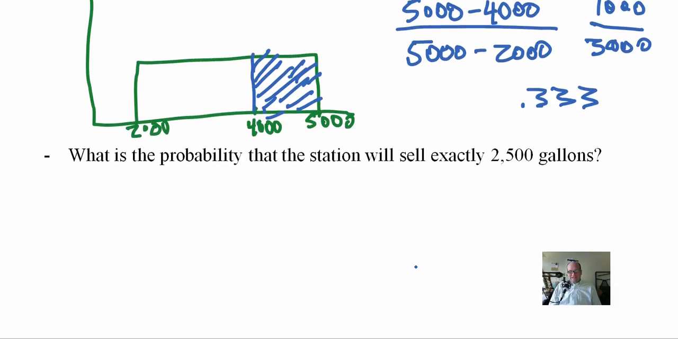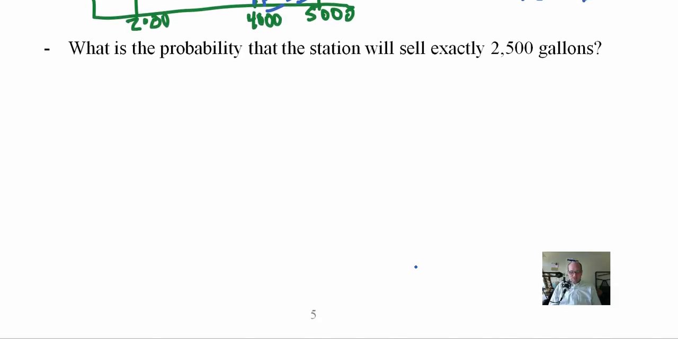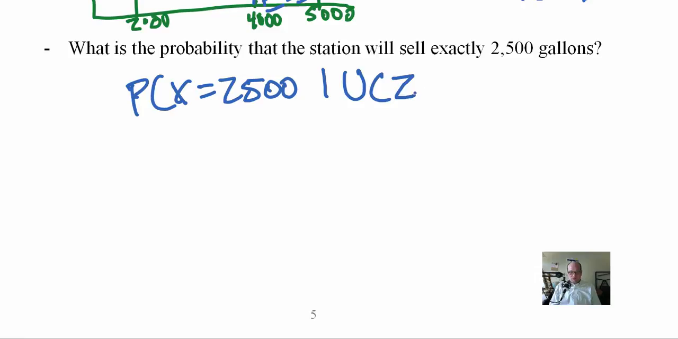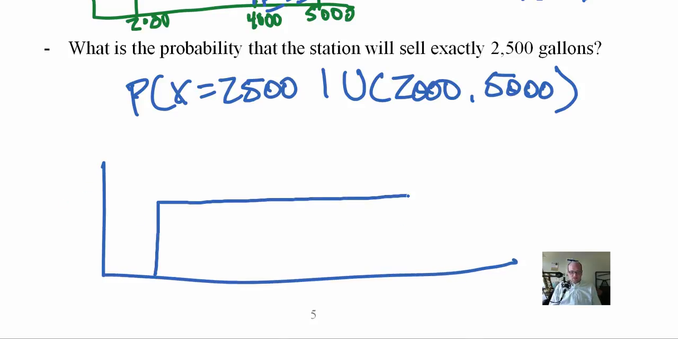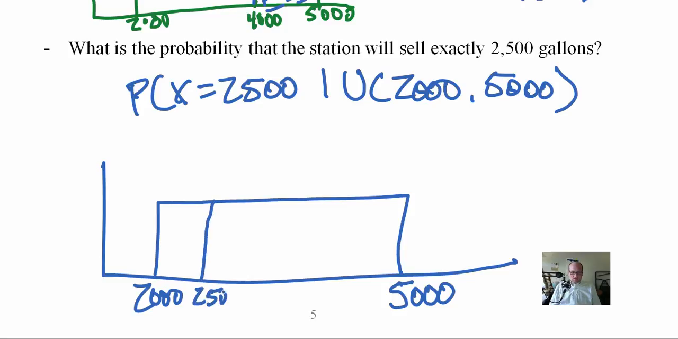What is the probability the station will sell exactly 2,500 gallons? By the way, this is a trick question. Probability that X equals 2,500 gallons, given I have a uniform distribution between 2,000 and 5,000. Solve it the same way we've done before. Here's 2,000. Here's 5,000. All right, 2,500 is right here. And let's shade in what we care about. We care about this right here.